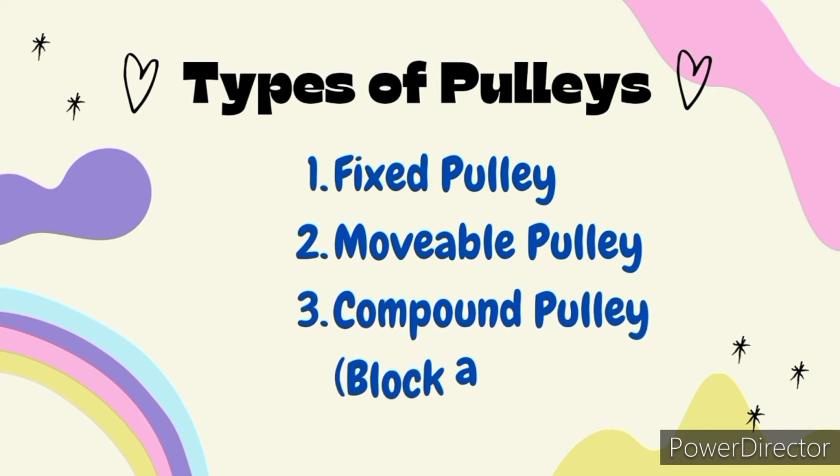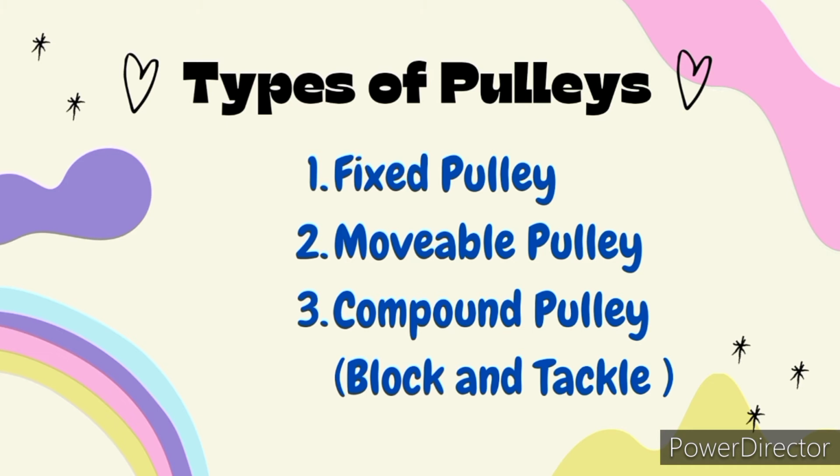Now we have different types of pulley. Generally, we have 3 different types of pulleys. How many types? 3. Good. Number 1, we have the fixed pulley. Number 2, we have the movable pulley. Number 3, we have the compound pulley, and compound pulley is also known as block and tackle. So can we repeat together? Fixed pulley, movable pulley, compound pulley, or block and tackle.